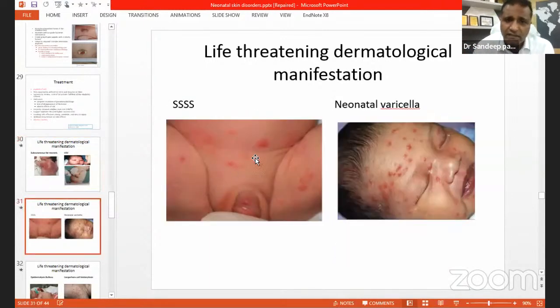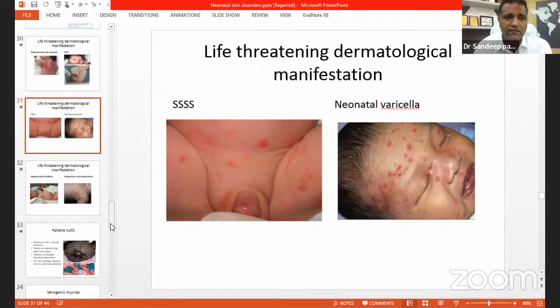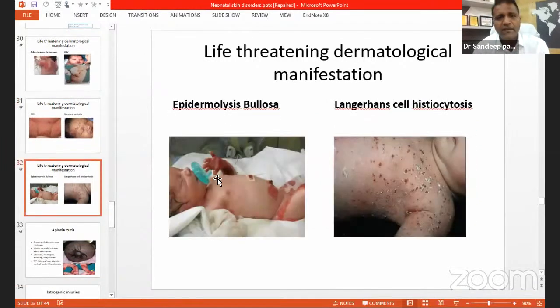Another life-threatening lesion is staphylococcal scalded skin syndrome. Here you have to use antibiotics as early as possible and try to use local treatment. In neonatal varicella, if the mother has varicella and the baby has lesions, you should explain to the parents the risk of pneumonia as well as gastroenteritis. In that condition, we can consider use of VZIG, that is varicella zoster immunoglobulin, and/or acyclovir. If VZIG is not available, we can consider use of simple IVIG.